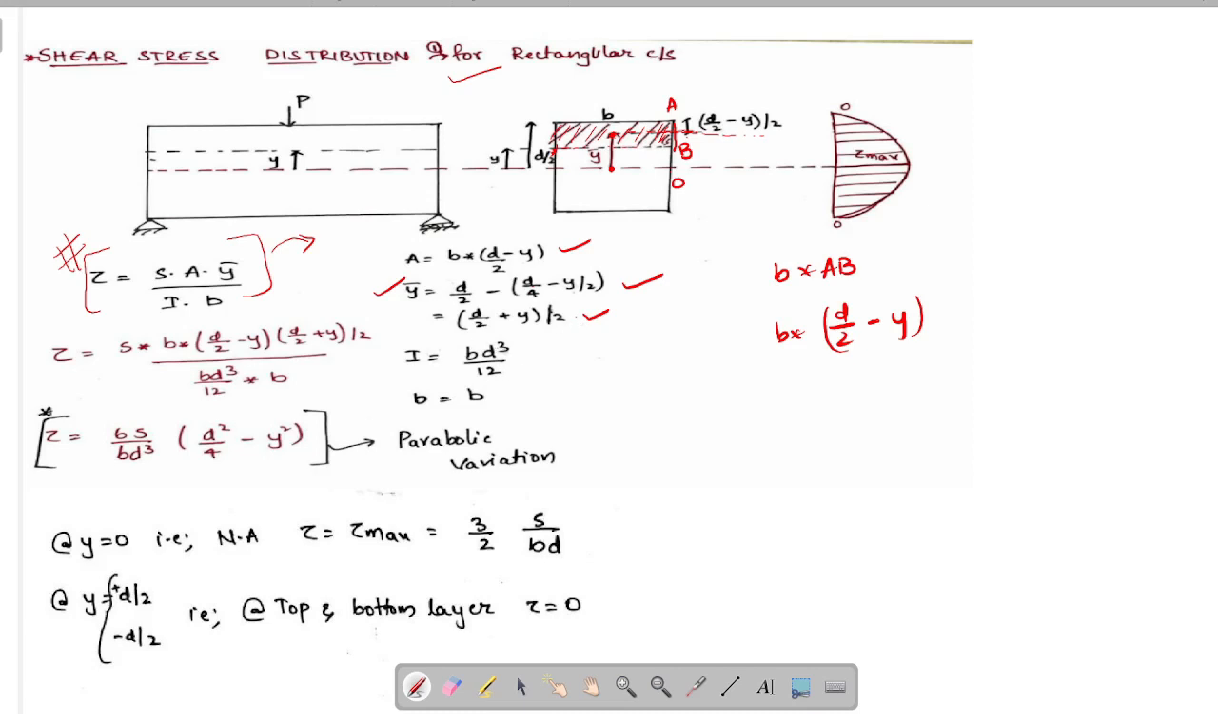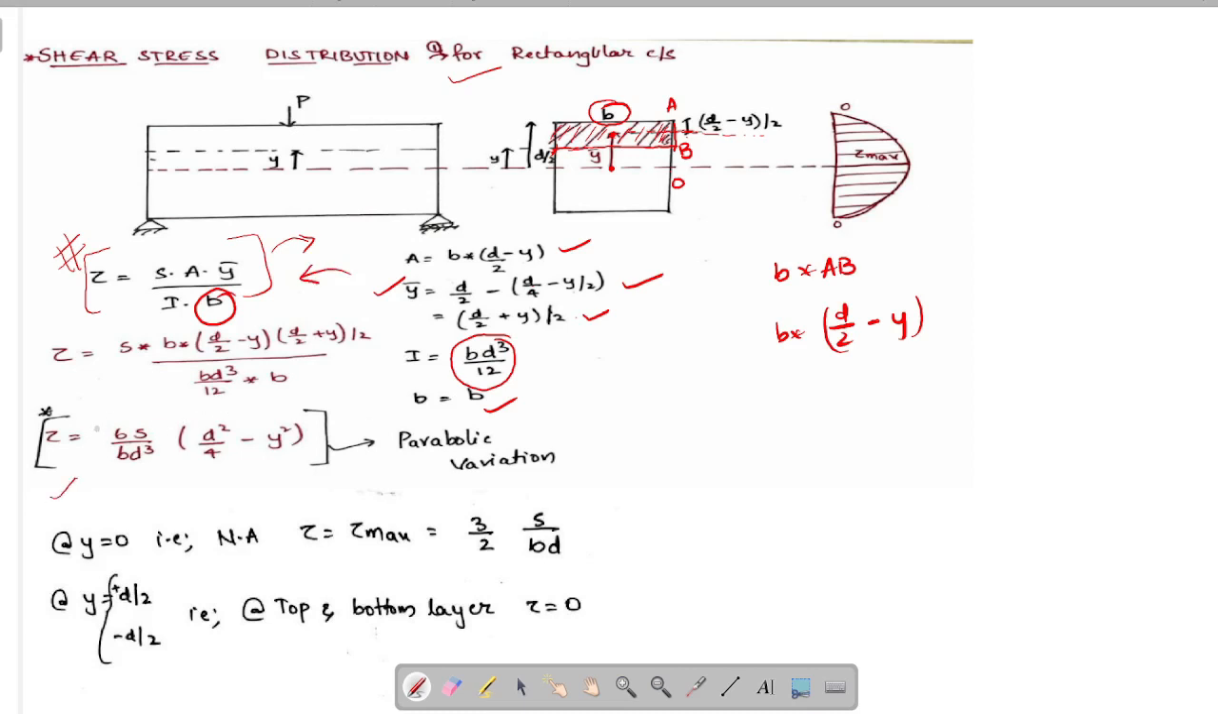We know that I must be taken about the neutral axis. So it is BD cube by 12. Now let's see what is B. B is nothing but the width of the cross section at a distance y. Here in the rectangular case, width is constant, so directly we can take B as the width of the rectangular cross section. Here in this case it is B. By substituting A, y bar, I and B in this formula, we will be getting tau as this one.